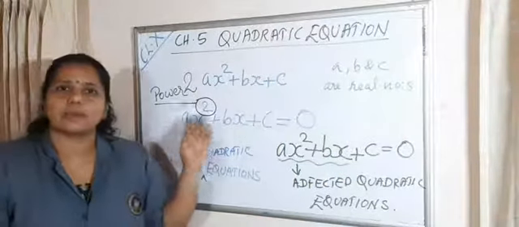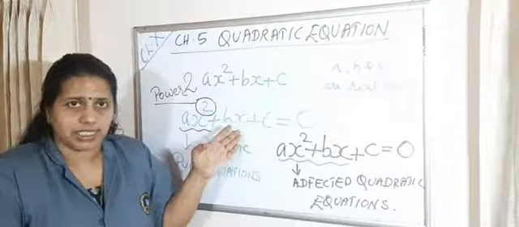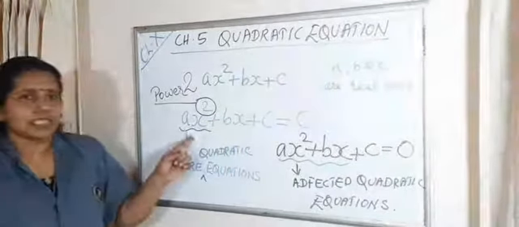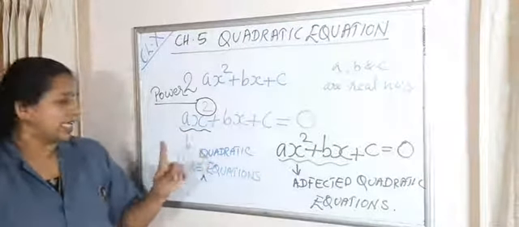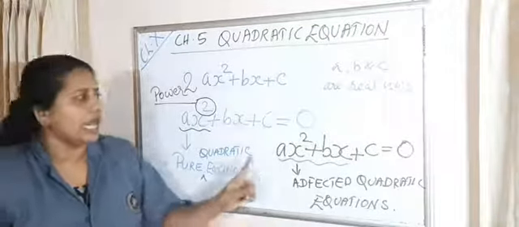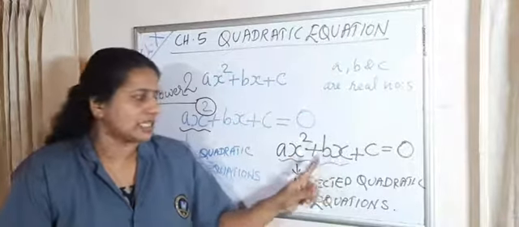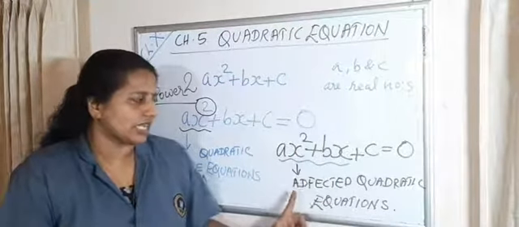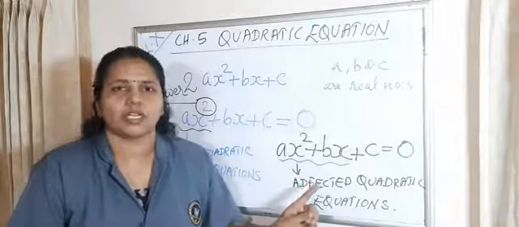Then ax² + bx + c = 0 is the general form of the quadratic equation. If only the first term ax² is given, then we call it a pure quadratic equation. And if the x² term and x term are given, then we call that an adfected quadratic equation. Take your notebook and write.